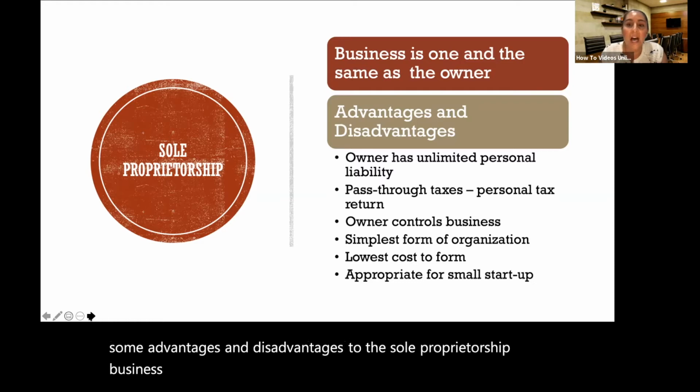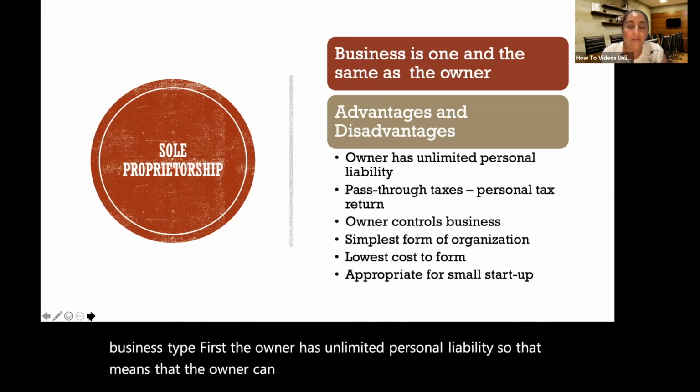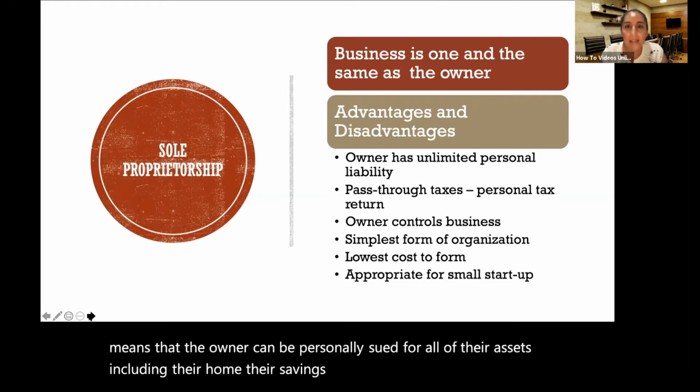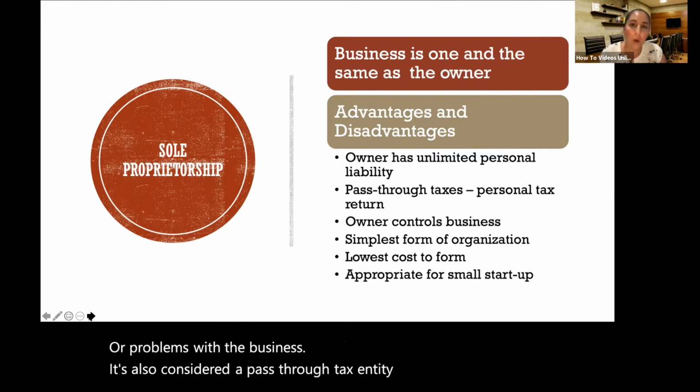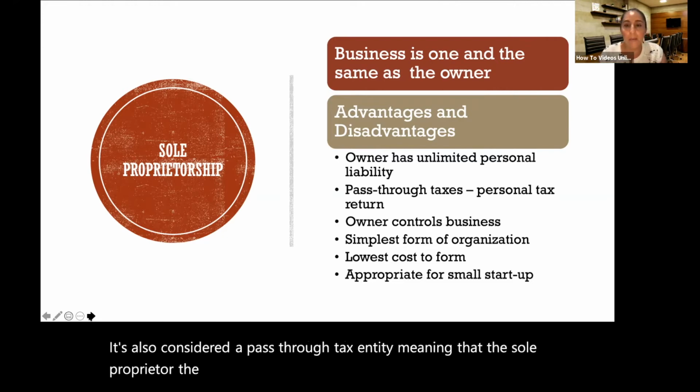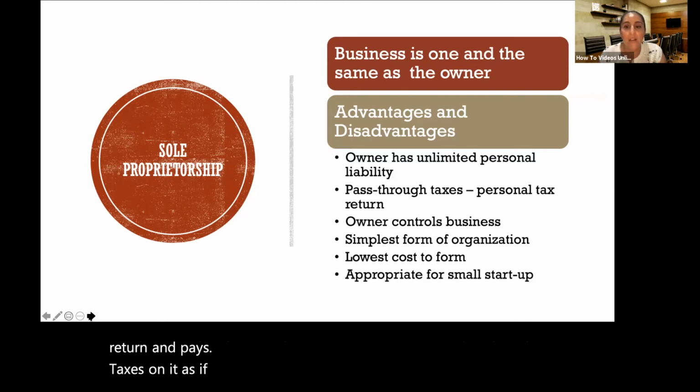The owner has unlimited personal liability. So that means that the owner can be personally sued for all of their assets, including their home, their savings, their bank account, for any liabilities, debts, or problems with the business. It's also considered a pass-through tax entity, meaning that the sole proprietor, the owner, reports profits on their personal income tax return and pays taxes on it as if it was personal income. The owner, however, does completely control the business.